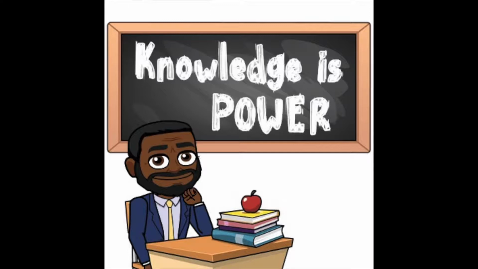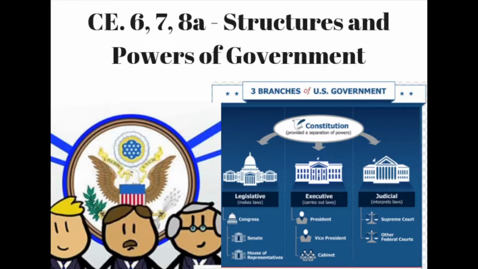So, I know that this video is different. Nonetheless, let's jump into the meat of things. So, with that being said, CE 6, 7, and 8A all focus on the what? Structures of American government. The structures or the levels of government. That's the national level, the state level, and the local level of government.